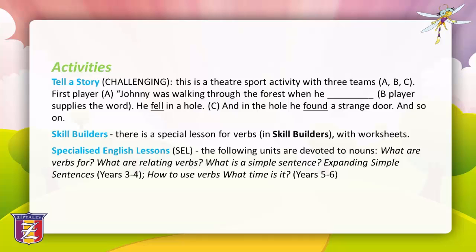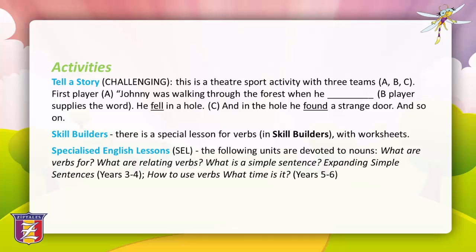And tell a story. This is a more challenging exercise. It's a theatre sport activity with 3 teams, A, B, C. The first player, A, makes up the beginning of the story. Johnny was walking through the forest when he... And a player from B group has to supply the word. He fell in a hole, for example.